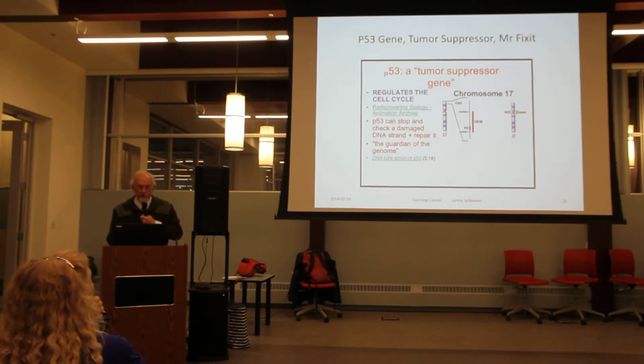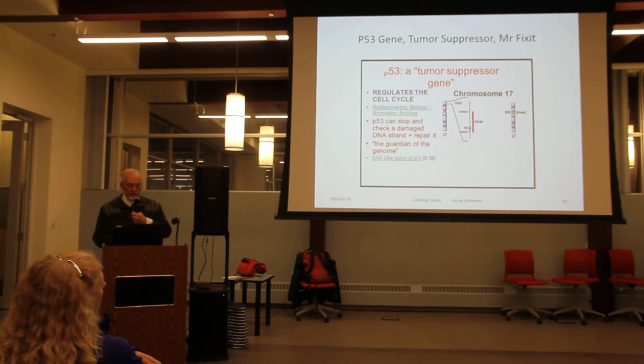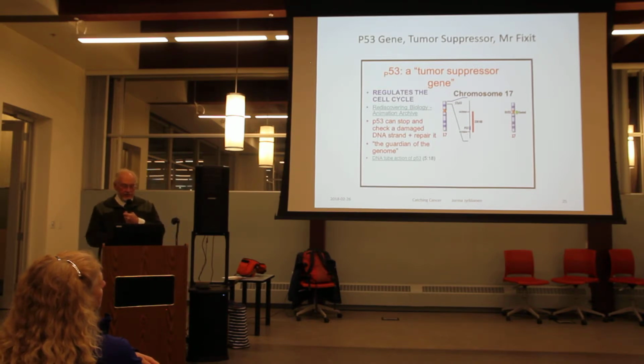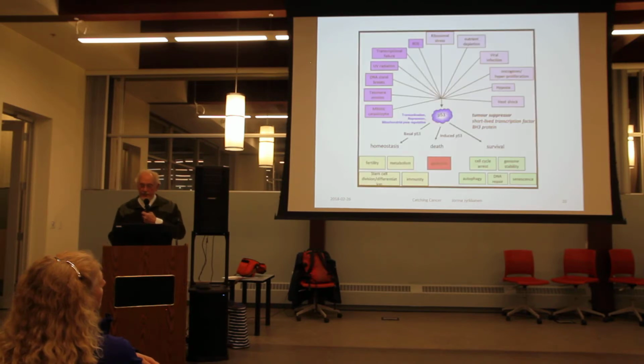This is the tumor suppressor gene, P53. It's on chromosome 17. It can stop and check a damaged DNA strand and repair it. So it'll actually fix the thing. If it can't fix it, it will kill the cell. So it's a guardian of the genome. And if the damage on the DNA is irreversible, the P53 gene will kill the cell, and that's its normal job.